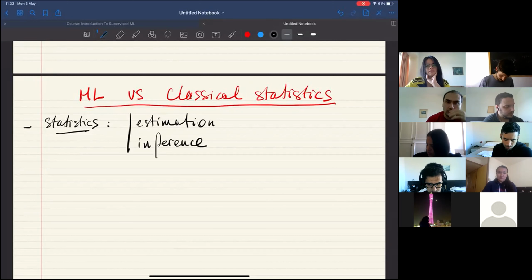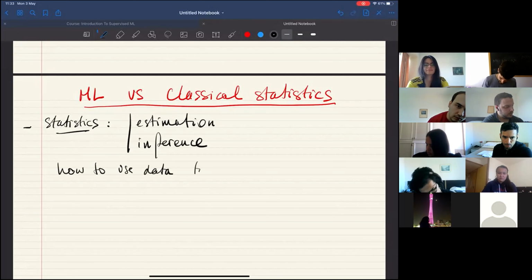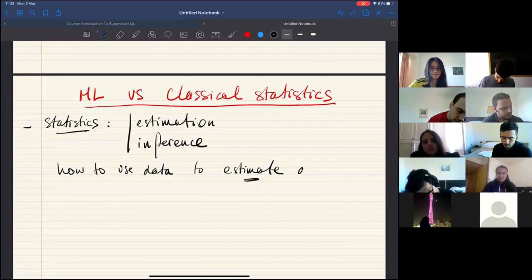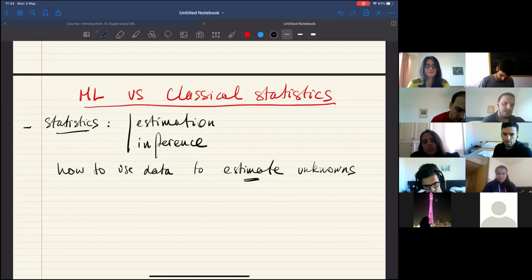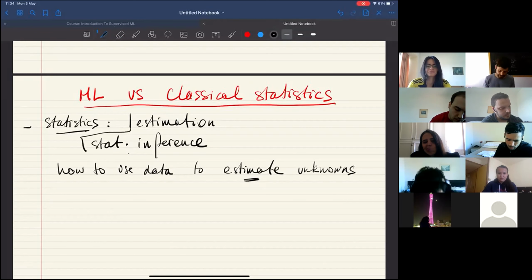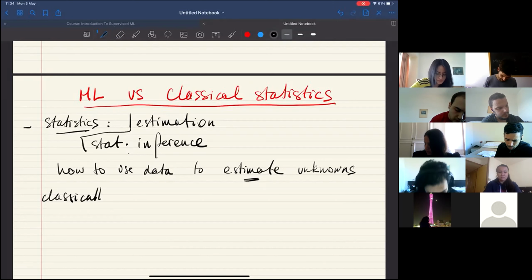So how to use data to estimate unknowns? This is also called statistical inference. And classically, this is what I meant here by classical statistics.